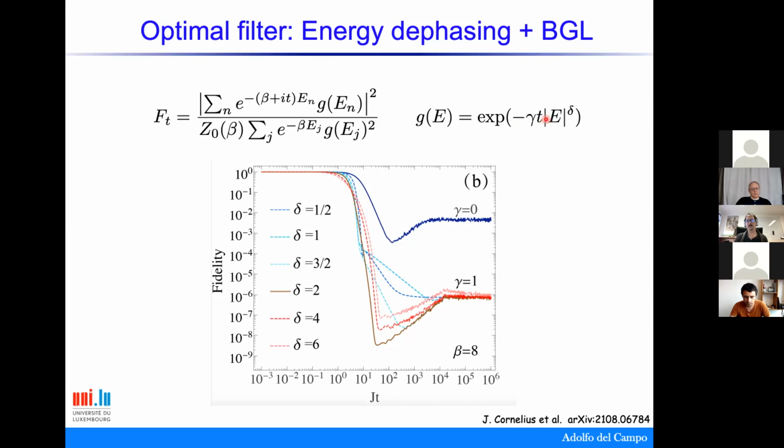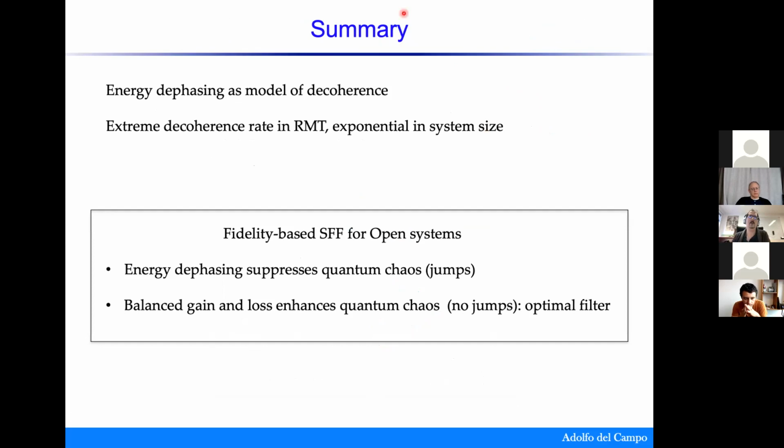All right, so I guess with this I close. I have motivated energy dephasing as a model of decoherence. We introduced this idea of extreme decoherence, looking at the scaling of the coherence time with the system size. And then I moved to quantum chaos, and I argued for a fidelity-based approach to extend the notions of the spectral form factor in open systems, which could be Hermitian or not. I mentioned briefly that arbitrary dephasing kills chaos completely. So only energy dephasing gives rise to a gradual suppression of chaos. This is what we saw.